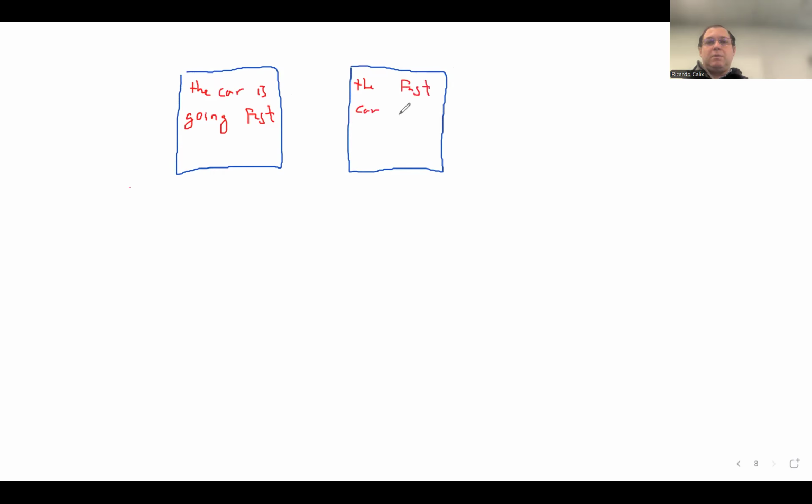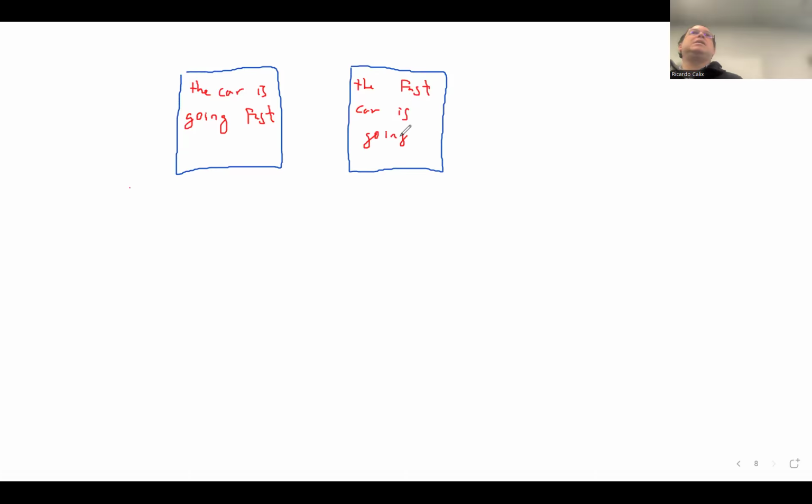So here, what naive Bayes does is it makes an important simplification that is best illustrated like this. I'm going to say I have two sentences. One is: the car is going fast, and I have another sentence that says: the fast car is going.